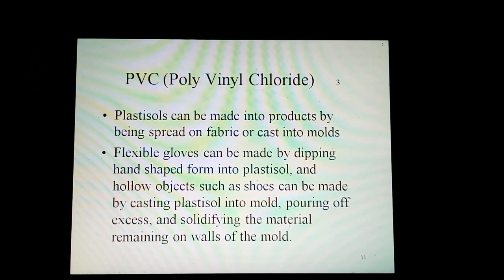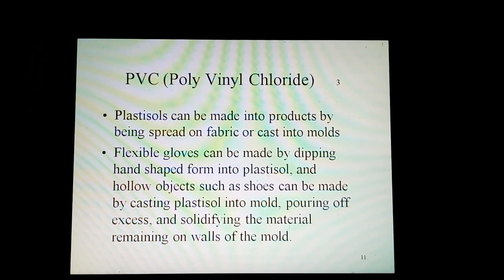Plastisols can be made into products by being spread on fabric or cast into molds. Flexible gloves can be made by dipping the hand-shaped form into plastisol, and hollow objects such as overshoes can be made by casting plastisol into a mold, pouring off the excess, and solidifying the material remaining on the walls of the mold.